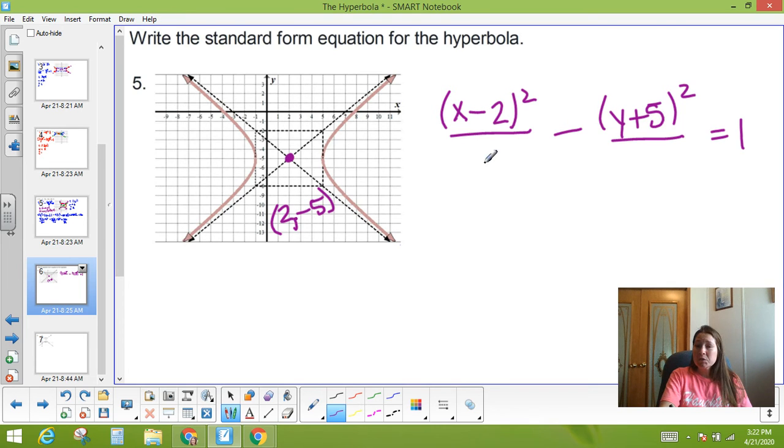All right, to get the numbers underneath, it's how far did we go out from that center. So from here to here is 1, 2, 3 units. So 3 squared is 9. From here to here is also 3 units. So 3 squared is 9. Okay.